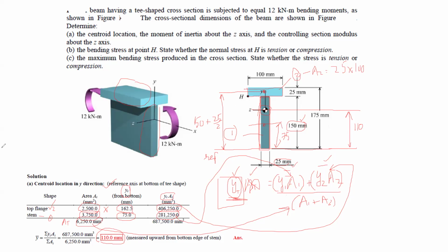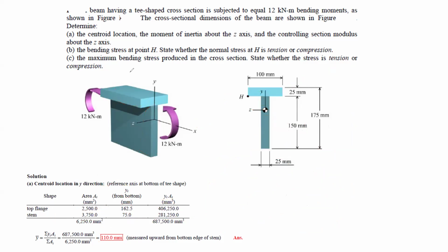Okay, so this is the first part where we figure out the centroid. Now we need to calculate the moment of inertia. Do you remember the formula of moment of inertia for a rectangle? We used it last time. How do we calculate I for a rectangular cross section where the width is B and the height is H? It is 1 over 12 B H cubed.